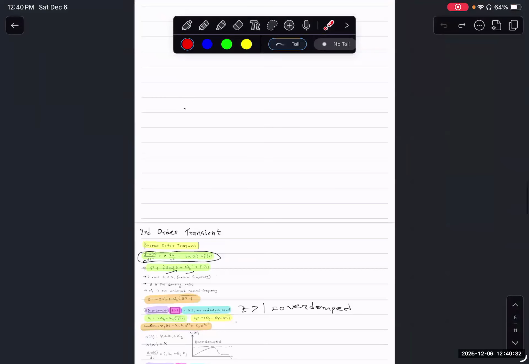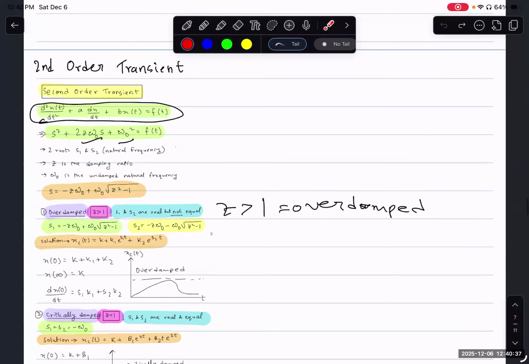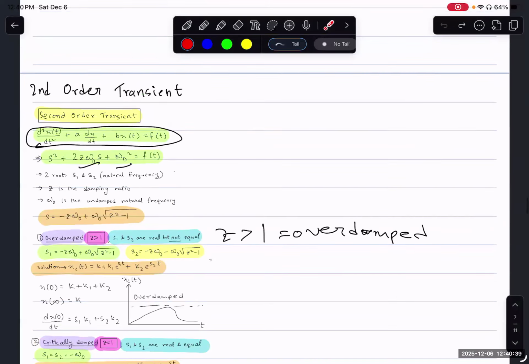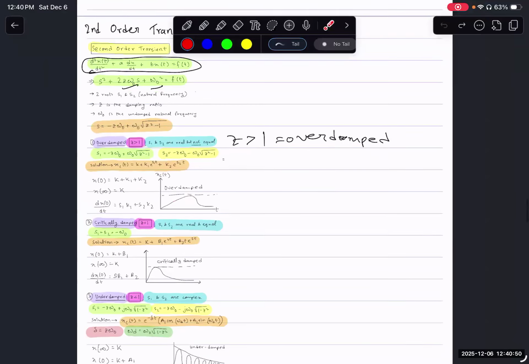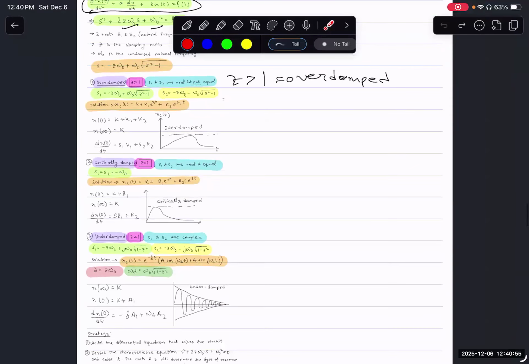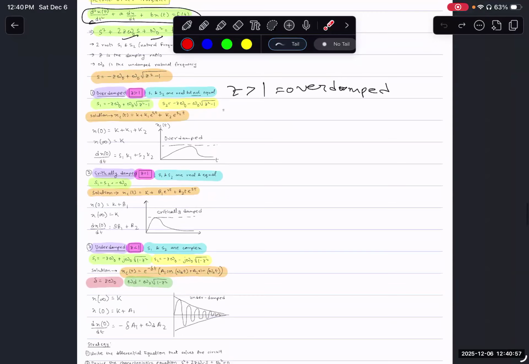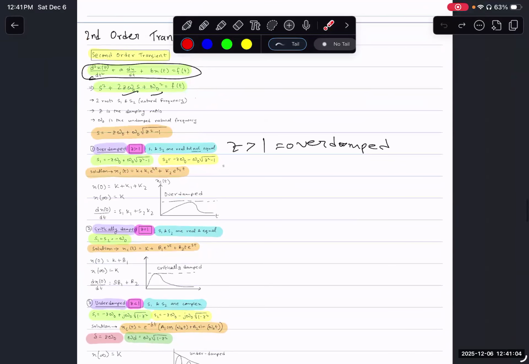All right, moving on, we have second order transient, which has proven to be more challenging to solve. For second order transient, you have three types of systems: overdamped, critically damped, and underdamped. And for this, I can assure you that you would need the formulas to solve any sort of problems relating to the second order transient.